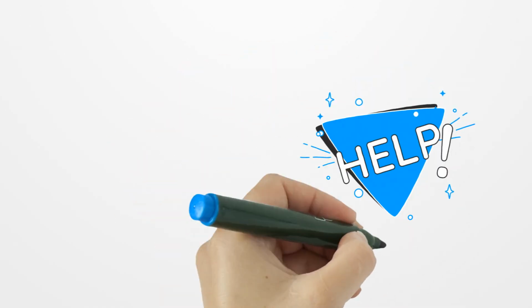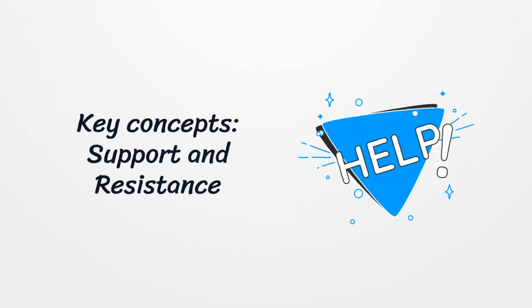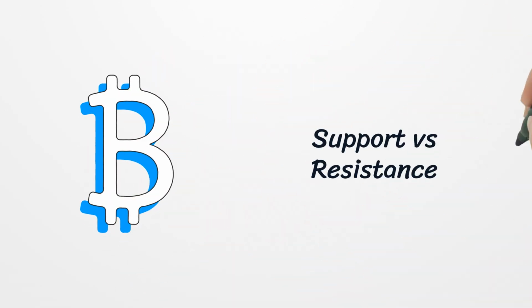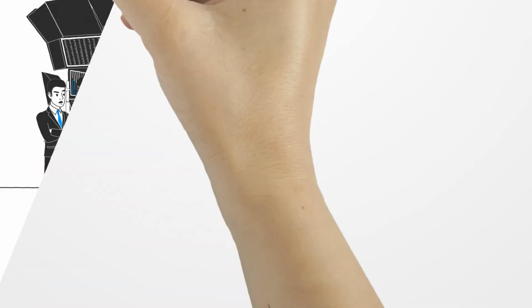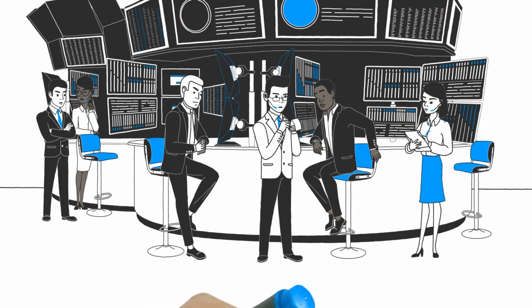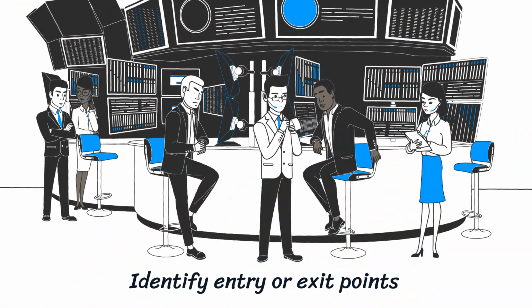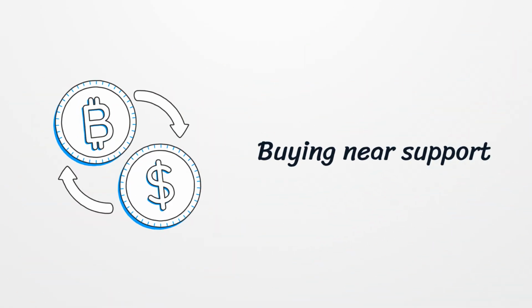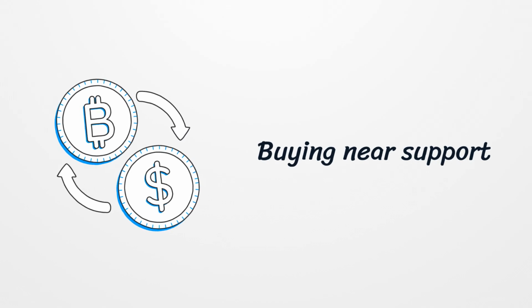Now let's talk about 2 key concepts: support and resistance. Support is a price level where Bitcoin tends to stop falling and bounce back up. Resistance is a level where Bitcoin tends to stop rising and pull back. These levels help you figure out potential entry or exit points. If Bitcoin is near support, some investors might consider buying. If it's near resistance, they might think about selling.